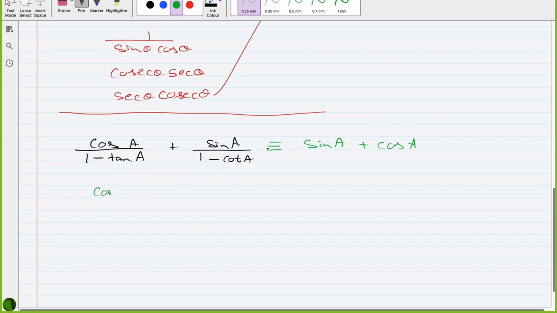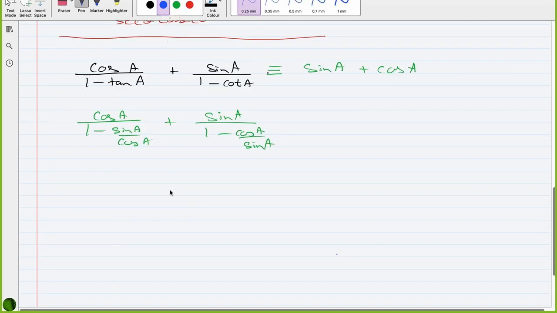In order to do that, cos A over 1 minus, I have to disappear this tan, so making it sin A over cos A. On the other side, we have to disappear cot, that is 1 minus cos A over sin A. Now when we take LCM, this is cos A in the numerator and for the denominator cos A is the LCM, and we cross multiply. This is 1 minus cos A minus sin A.